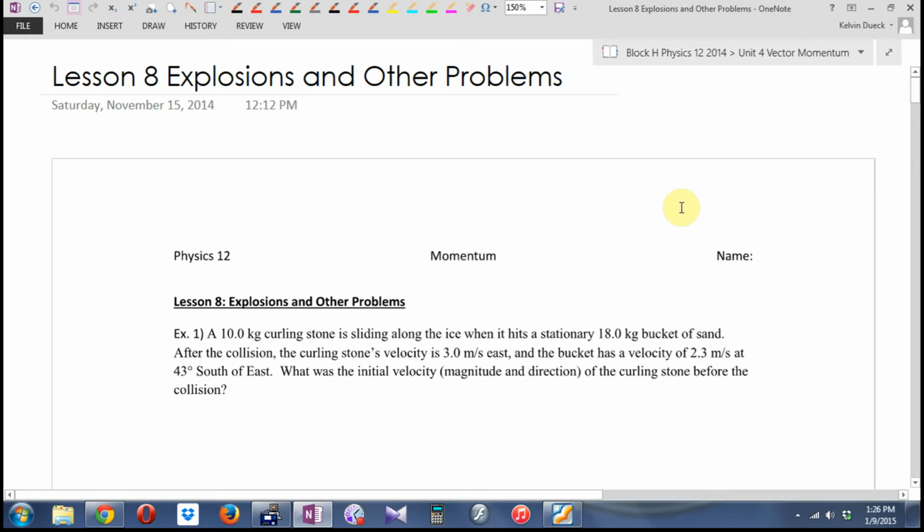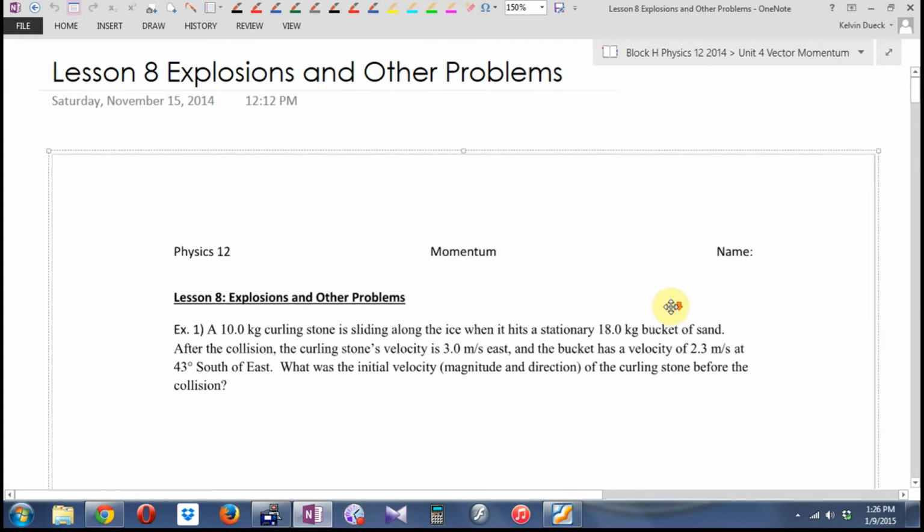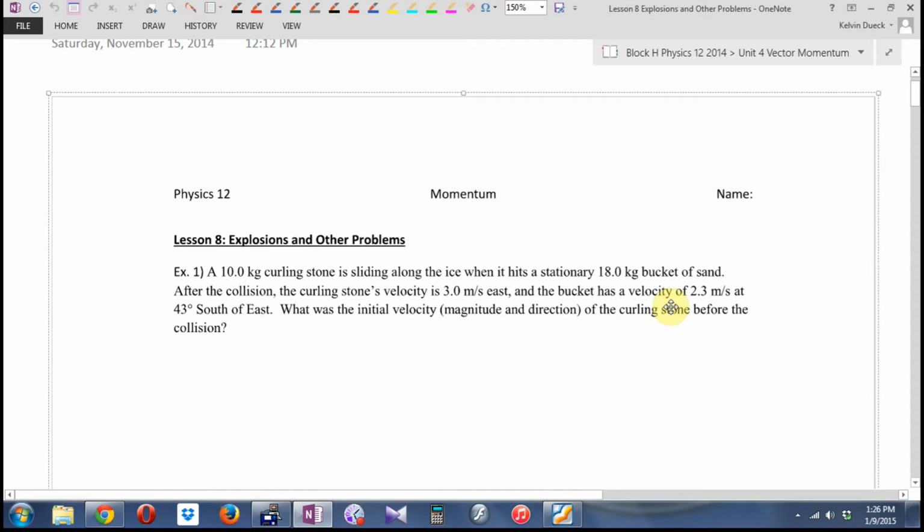What did you call this lesson? And other things. Explosions and other problems. So we'll look at explosions at the end, but first of all, let's look at some more collisions at angles.